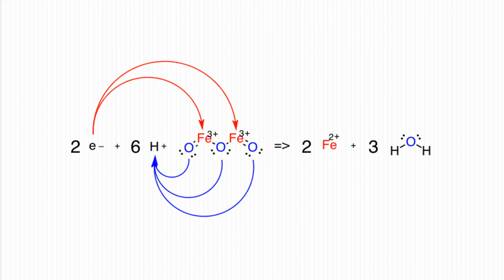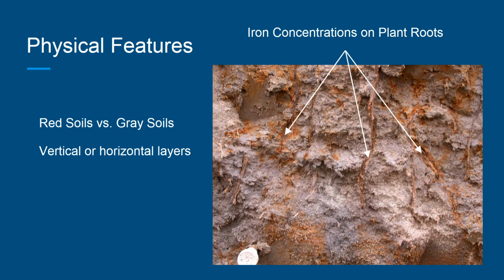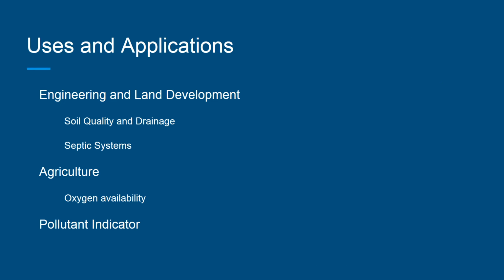Iron 2+ is soluble in water and washes away from the soil with groundwater, leaving the gray color of the soil behind. Red soils contain iron 3+ and show a lack of water in the soil. Gray soils are a result of iron being removed from the soil by water, and thus indicate that the iron 3+ has been converted to iron 2+. These features can be vertical columns, typically caused by roots, or horizontal plains, typically caused by flooding and drainage.